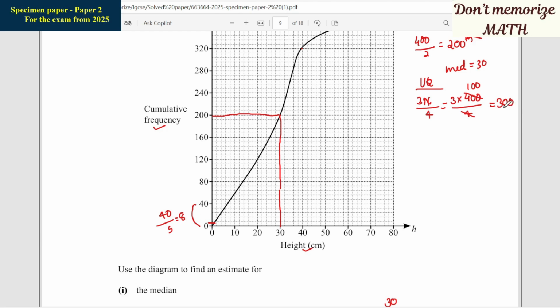Here we need to find 300. We have 280, so 280 plus 8 is 288. So the first line is 288. 288 plus 8 is 296, so the second line is 296. Then the next line is 296 plus 8, you will get 304. We just need 300, and 300 is exactly in the middle of 296 and 304.